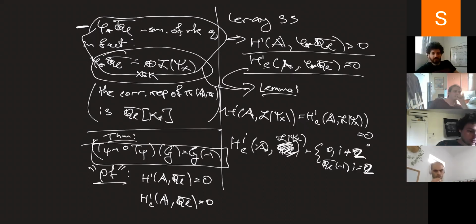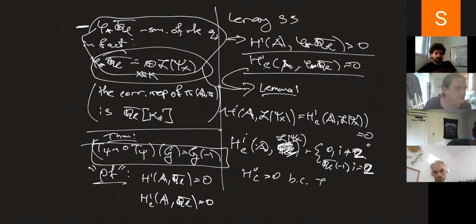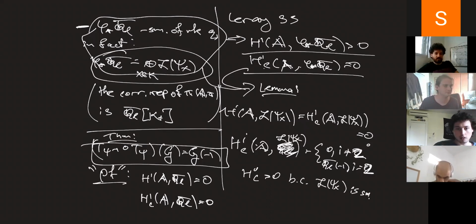Let's see. So we have just proved this for i equals 1, right? For i smaller than 0 or bigger than 2, everything vanishes anyway. So the only cases of interest are 0 and 2, right? Yeah, so 0 is also not a problem because L of x is smooth, so H0 will be 0, compactly supported, and Poincaré duality will give the H2, right? Yes, exactly.